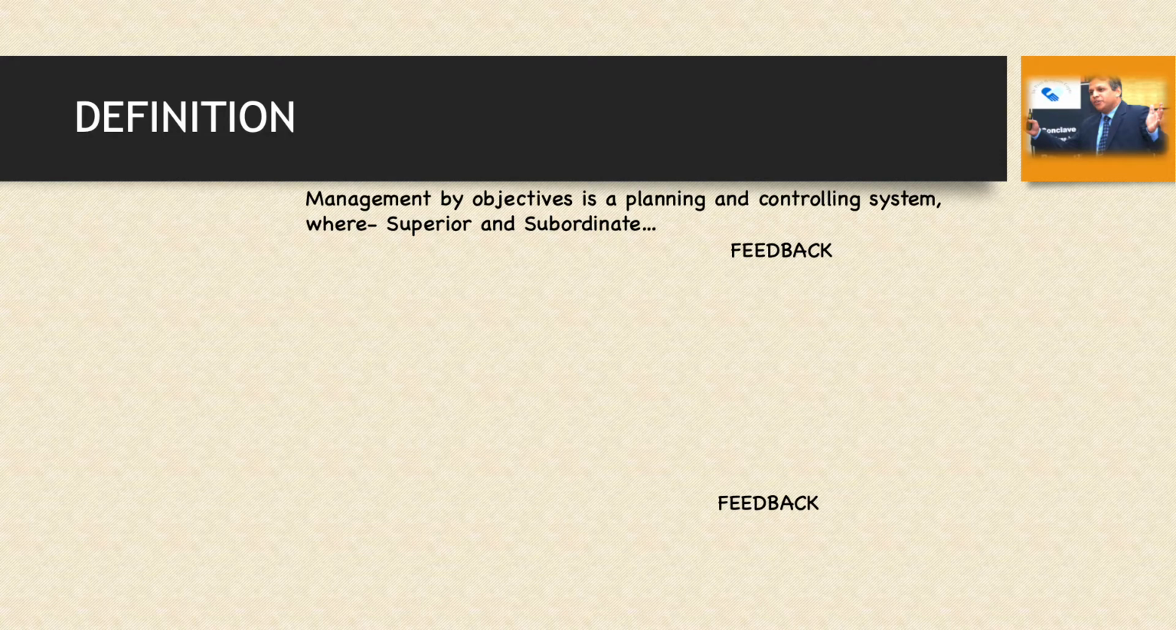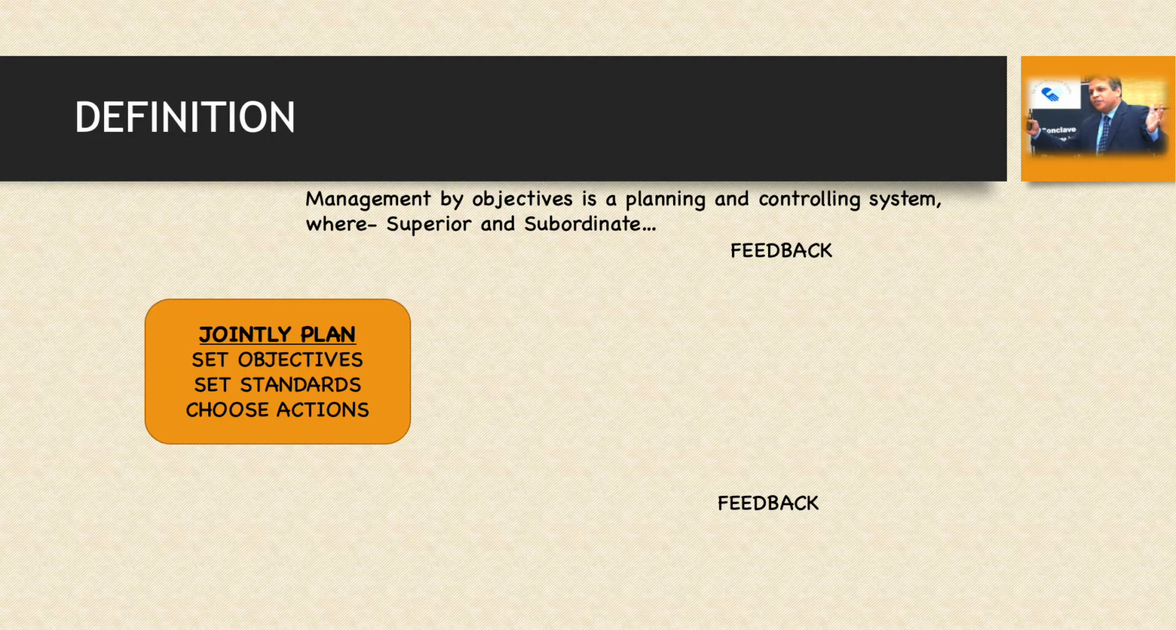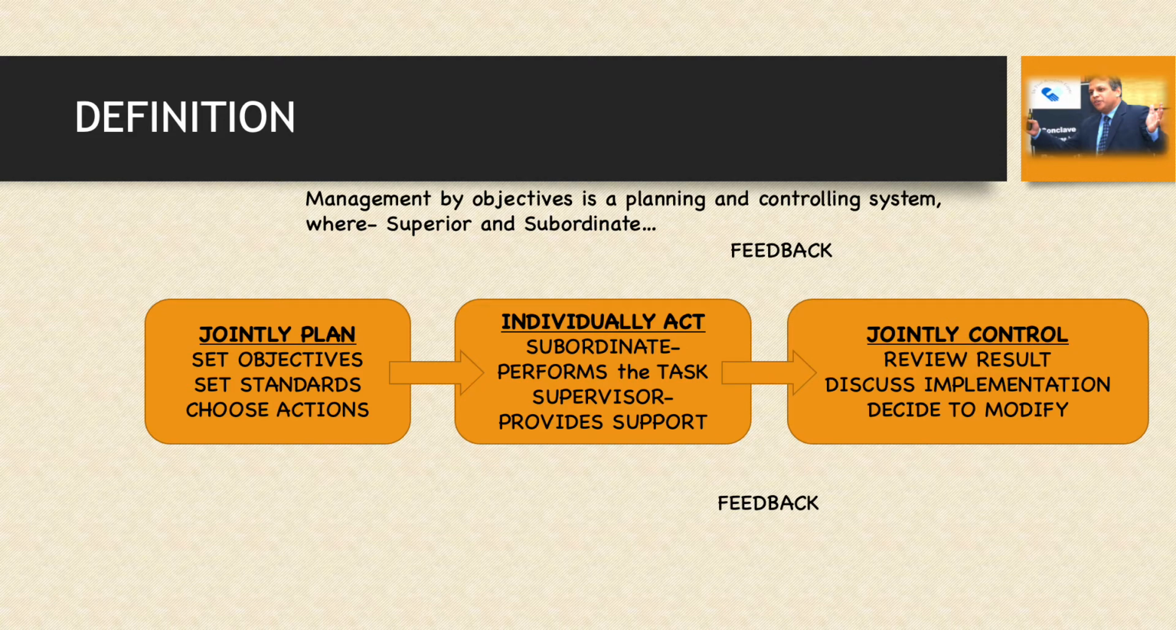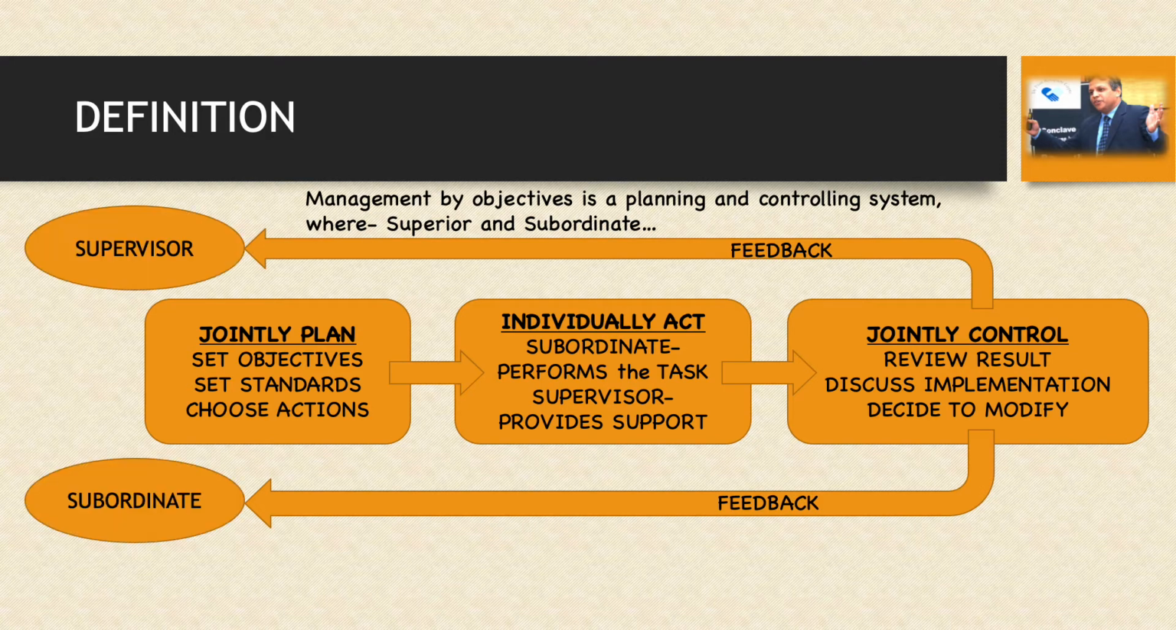To schematically represent this definition, management by objectives is a planning and coordinating system where superiors and subordinates together jointly plan. They set objectives, they set standards, and they choose actions. And then they individually act. The subordinate performs the task and the supervisor provides the support. And then they jointly control. They review the result, discuss the implementation and decide to modify. The feedback is the most important part, both on the supervisor's end and the subordinate's end.